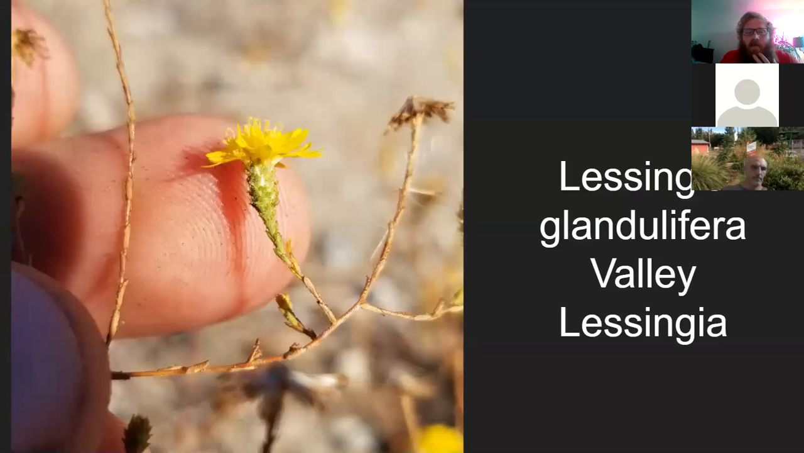Here's another plant that we found. I didn't collect samples of this, but I did record it on iNaturalist. I've never seen this plant before. A lot of my botanizing has been in the Great Basin and the Santa Monica Mountains. And it's not as common in those areas, but this is Lessingia glandulifera. Glandulifera, yeah. The Valley lessingia.